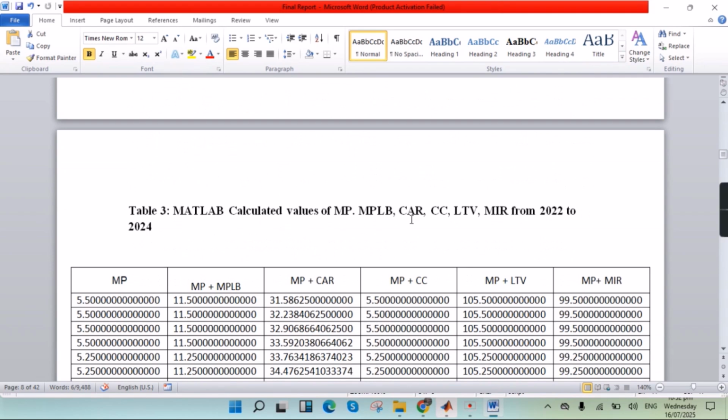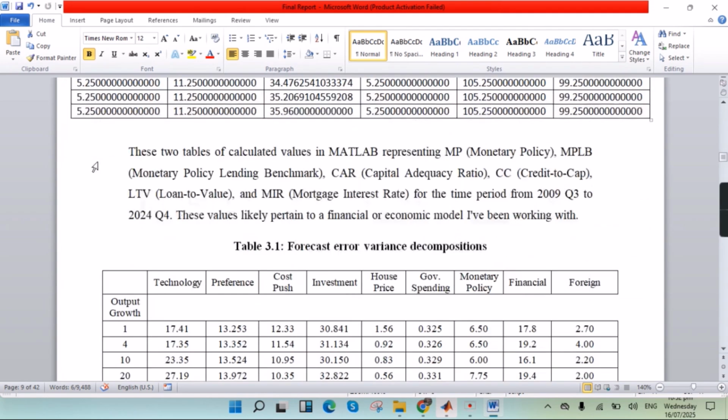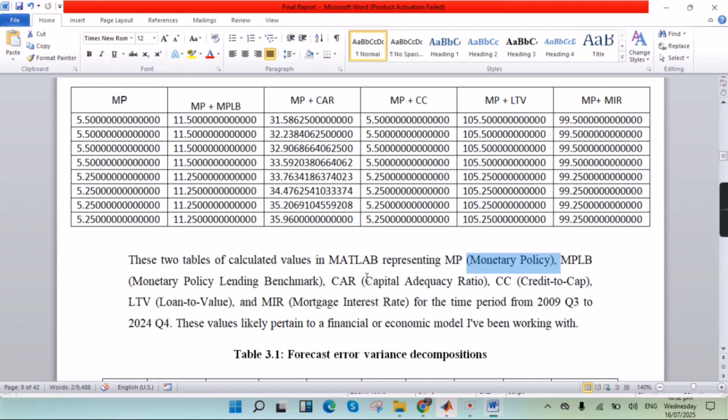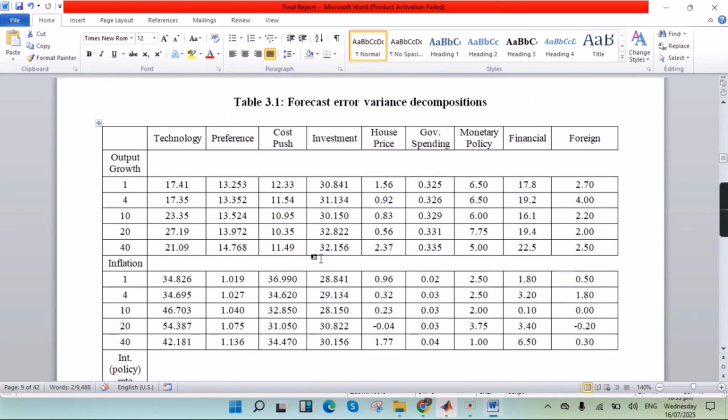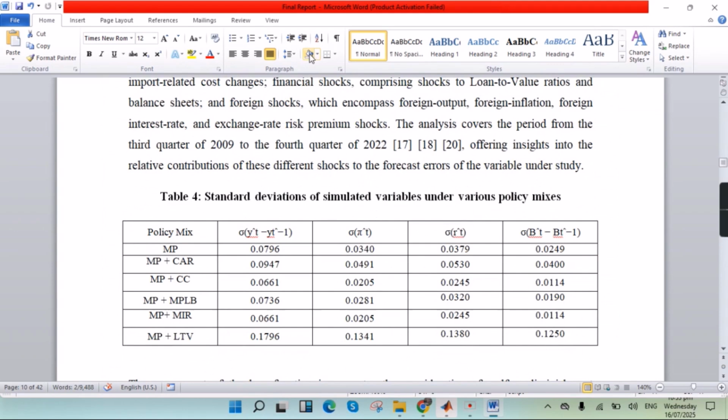This MATLAB table calculates the MP, MPLab, CAR, CC, LTV, MIR. Basically, these are the parameters used for the calculation of financial growth in the COVID period. I have also added MP, meaning monetary policy, MPLab, meaning monetary policy, the lending benchmark, everything is included in it. This table also includes the forecast error variance decomposition. So I have explained all the things in this period.